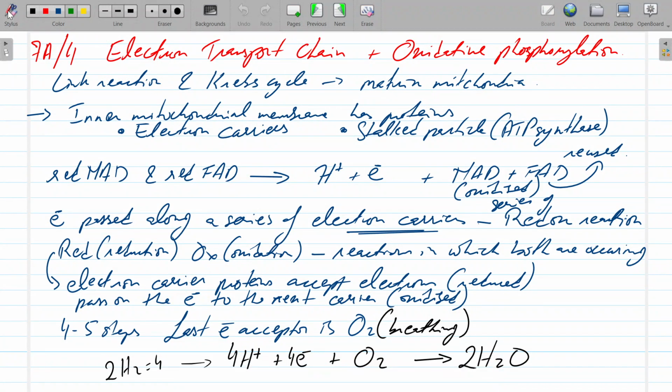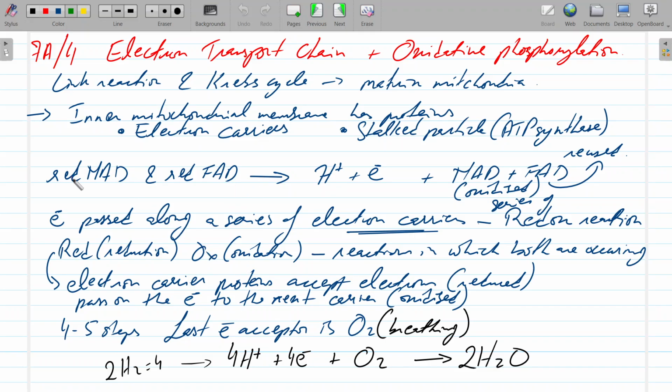Then we have the electron transport chain and oxidative phosphorylation. So the link reaction and the Krebs cycle, as I mentioned, occur in the matrix of the mitochondria, and the electron transport chain and oxidative phosphorylation occur at the inner mitochondrial membrane, because it has proteins, which are electron carriers, and the stalked particles mentioned earlier, which are the ATP synthase or ATPase molecules.